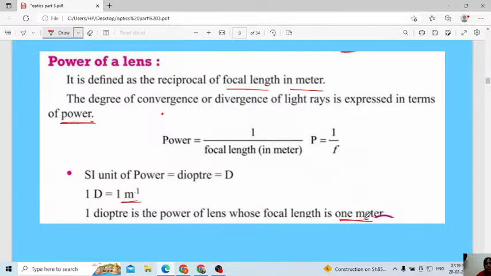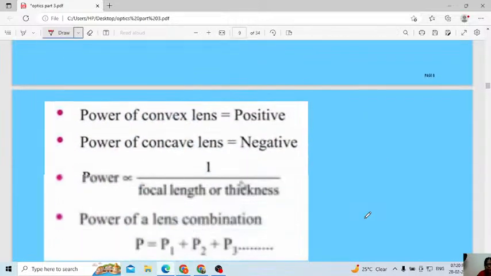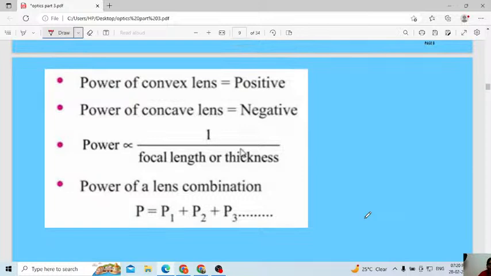Okay, concentrate here. What is meant by power of a lens? The degree of convergence or divergence of a lens, we will consider as the power of a lens. Then next one, this is very simple, remember. The power of a convex lens is positive, the same as the focal length. Remember, the focal length sign will be the same as the power. The focal length of a concave lens is negative, and the power of a concave lens is also negative. The focal length of a convex lens is positive. Remember that one.